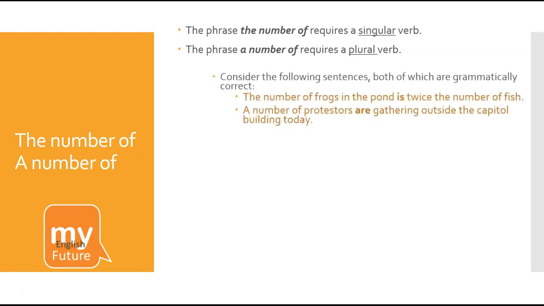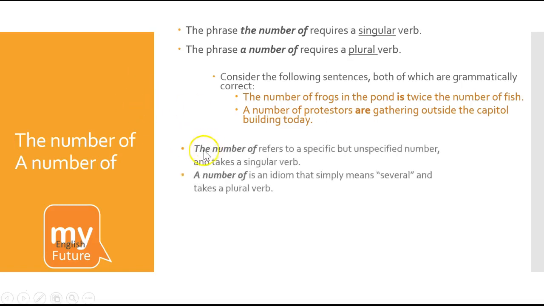Have a look at these sentences. The number of frogs in the pond is twice the number of fish. A number of protesters are gathering outside the Capitol building today. So that's an easy rule to remember.